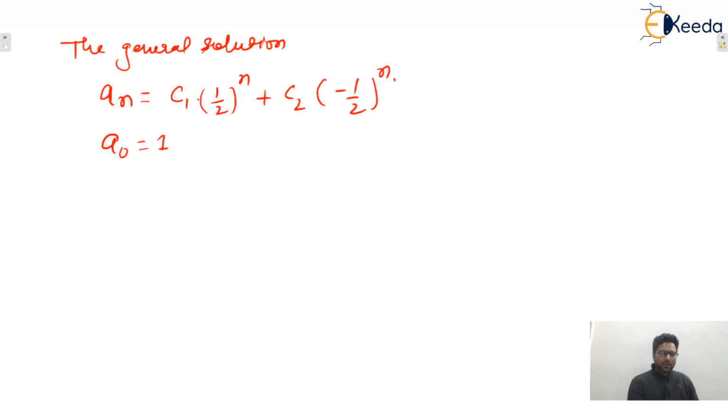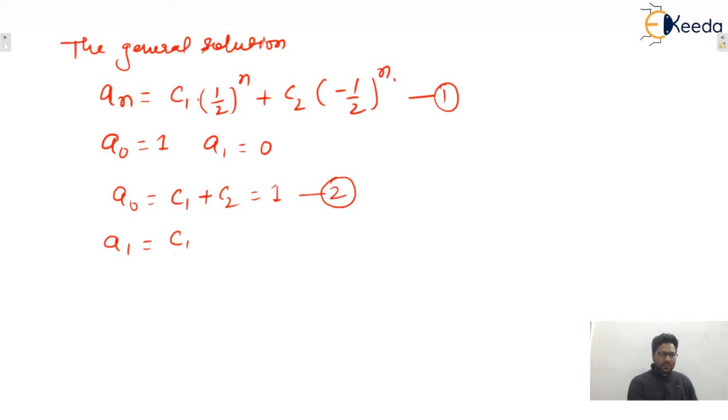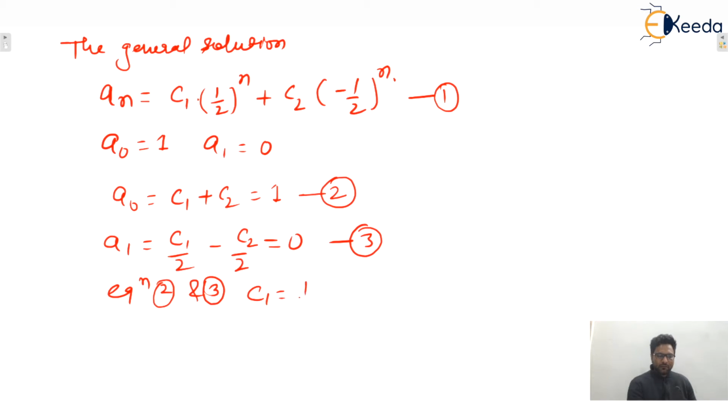a_0 is given as 1 and a_1 is given as 0. Put them in equation 1. For a_0, put n equal to 0, so it becomes C1 plus C2 equals 1. Let's call that equation 2. The second initial condition is a_1, so n is 1, and it becomes C1 by 2 minus C2 by 2 equals 0. That is equation 3. From equations 2 and 3, find the values of C1 and C2: C1 is 1 by 2 and C2 is 1 by 2.